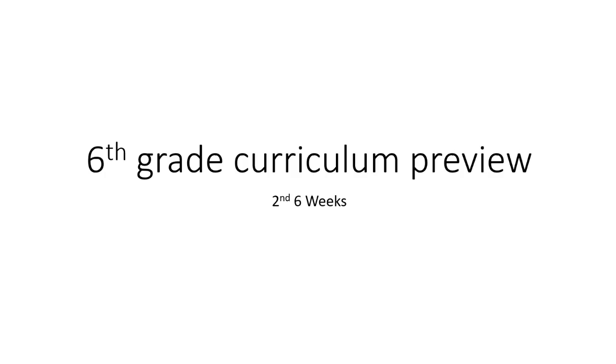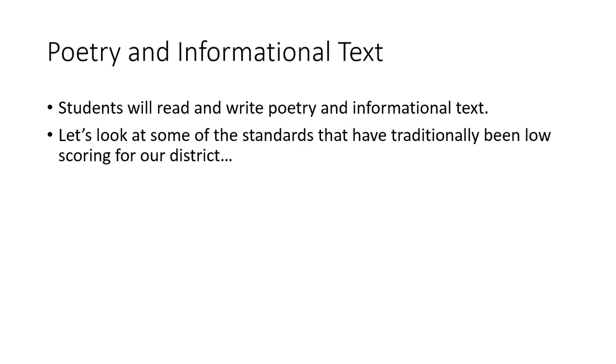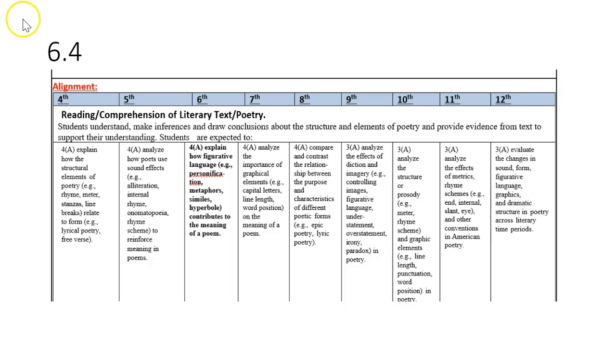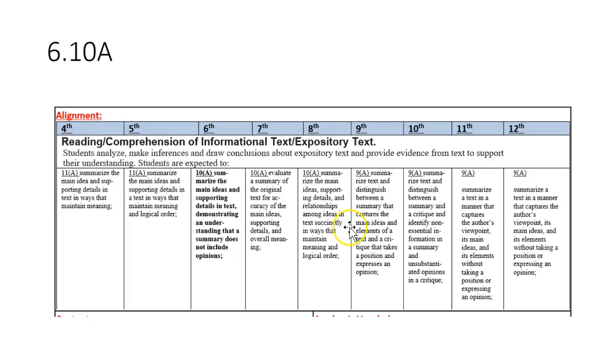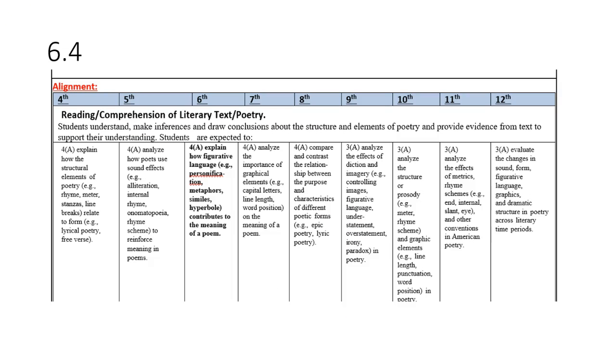Welcome to the 6th grade curriculum preview for the second 6 weeks. This 6 weeks, your curriculum focuses on poetry and informational text. And so we're going to take a look at some of the standards that have been traditionally low scoring for our district. For each standard, we'll look at the alignment document and then hit some highlights for what it is. So we'll start with Standard 4, which deals with poetry.